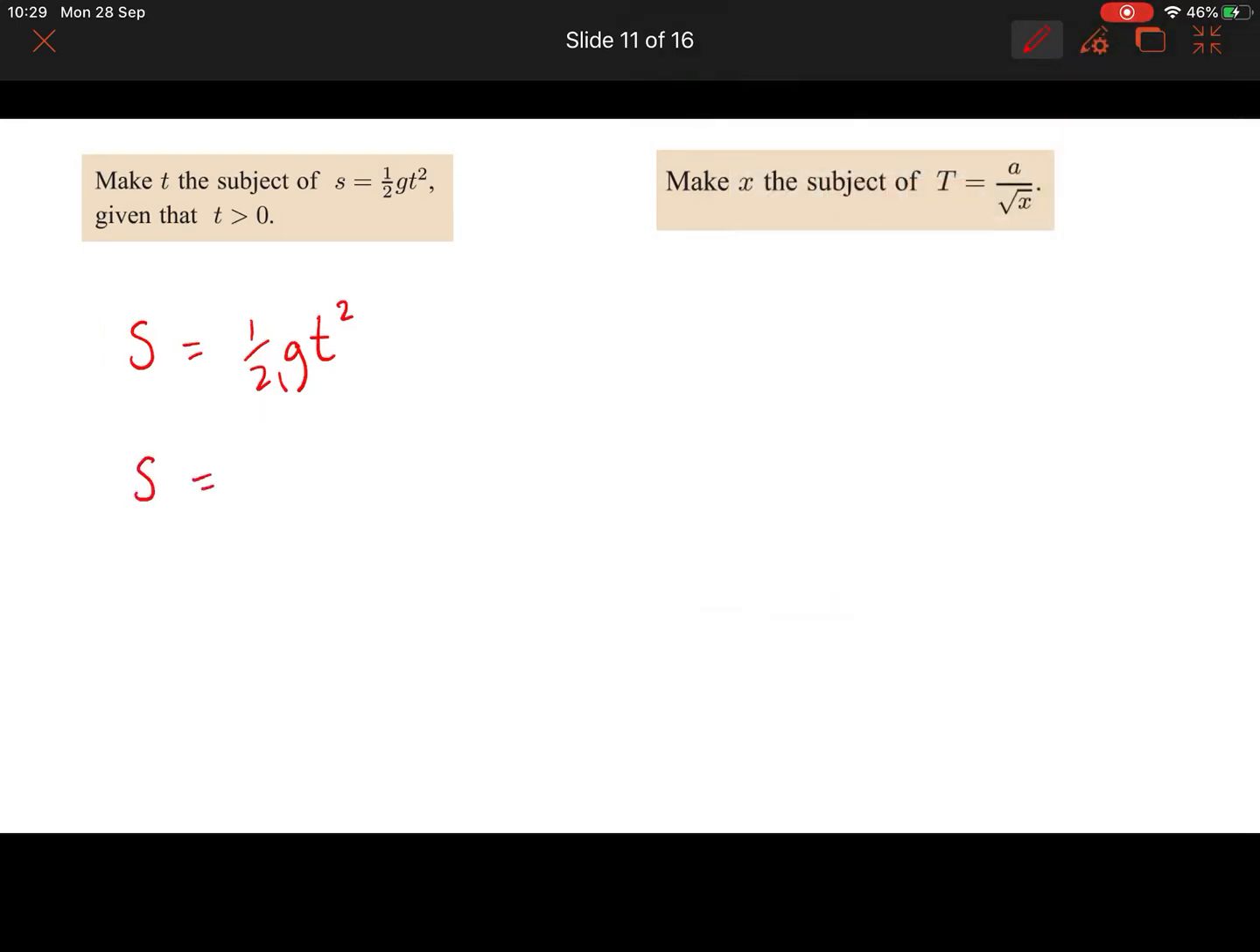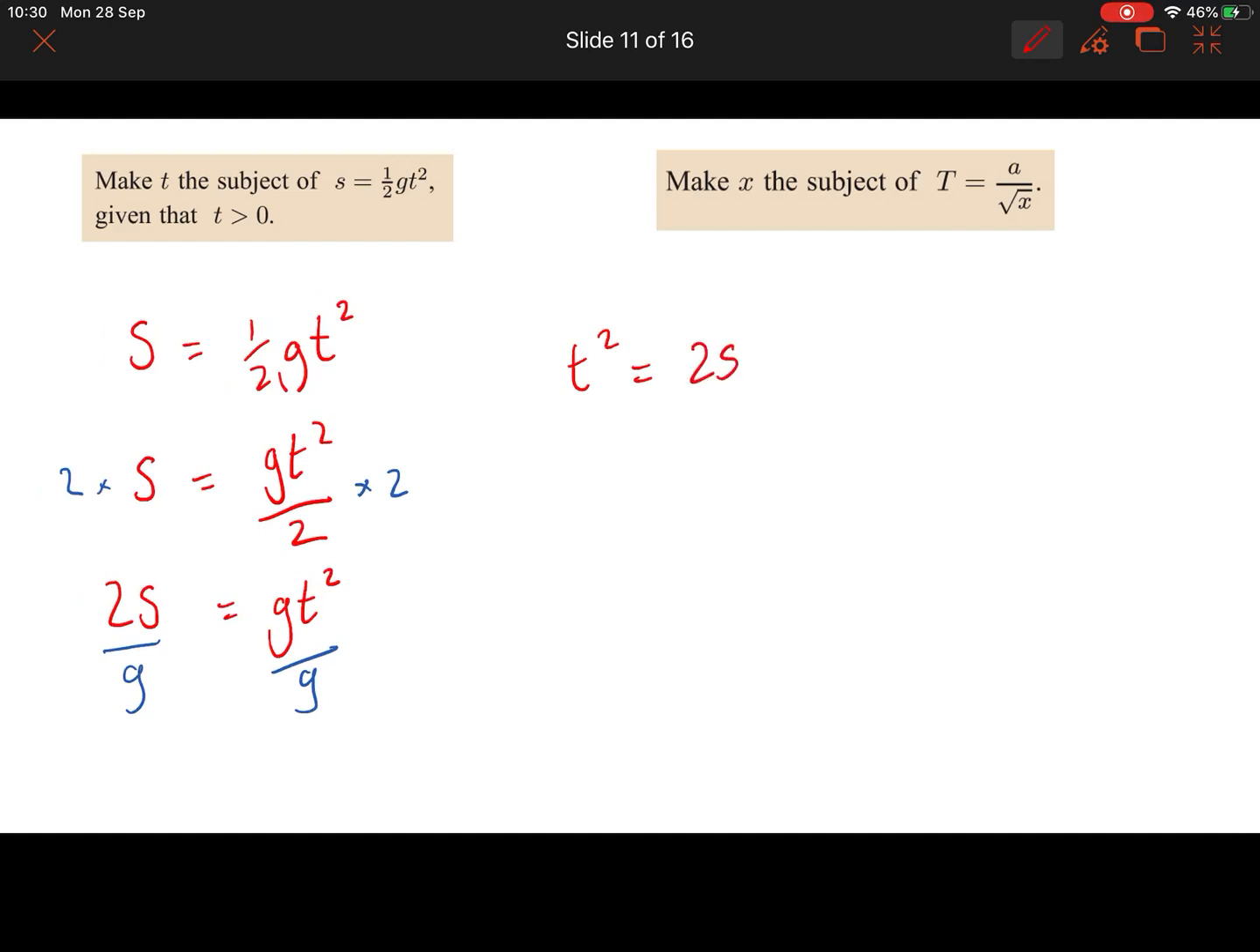So perhaps a better way of understanding that is if I rewrite this like this. s is equal to gt squared over 2. That would be the same thing. That might be clearer to you, so let's do it that way. Then what I'm going to do is just times both sides of the equation by 2. So 2s is equal to gt squared. Then I'm going to divide both sides of the equation by g. And so I get t squared is equal to 2s over g.